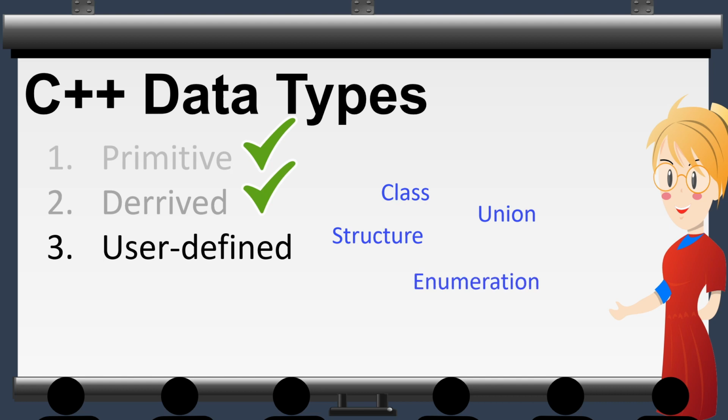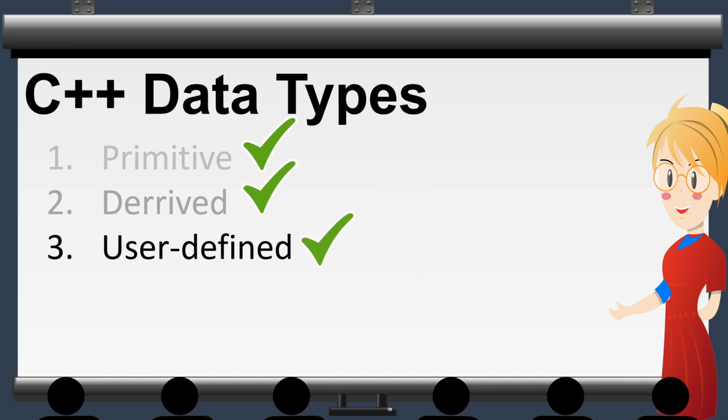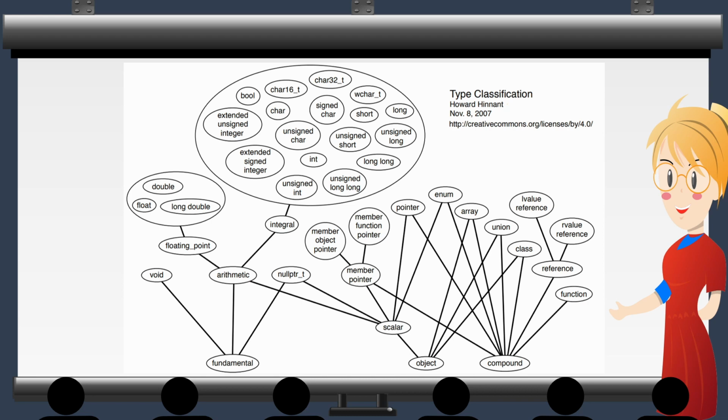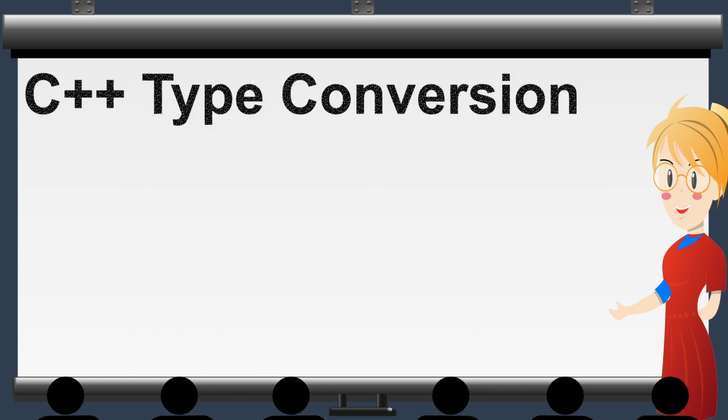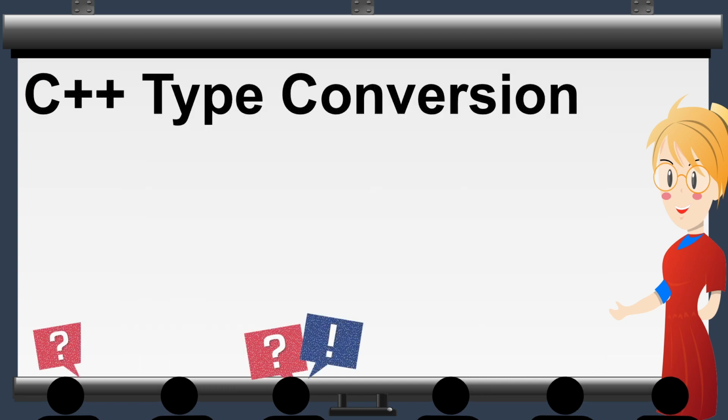User-defined data types are data types defined by the user, such as defining a class in C++ or a structure. The user-defined data types are class, structure, union, enumeration. An overall reference to the available type classifications is shown here. Now you know what variables in C++ are and what the available C++ data types are. Let's see what C++ data type conversion is.